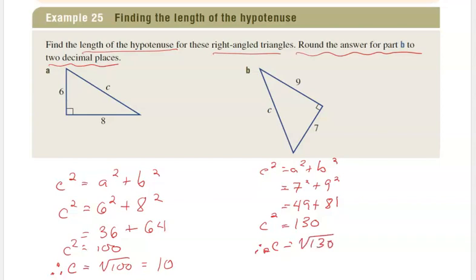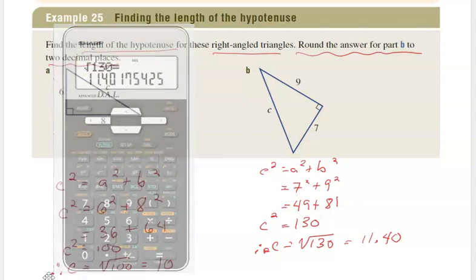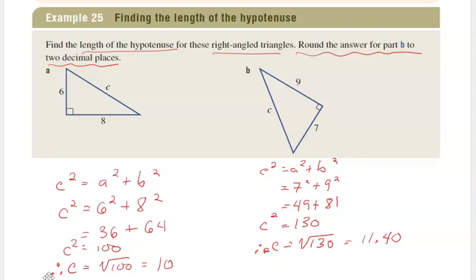And I will find, I don't have my calculator in front of me, but if I did, I would find that this would be equal to 11.4 something, something, something. But I've been told to round it to 2 decimal places. So I'm going to write the 0 in there. Even though the 0 doesn't really change the answer, 11.4 is the same as 11.40, I have been told to round to 2 decimal places. Therefore, I will obey and round to 2 decimal places.